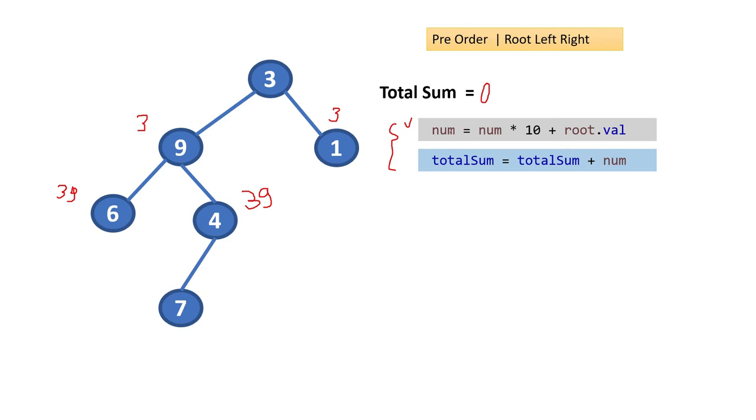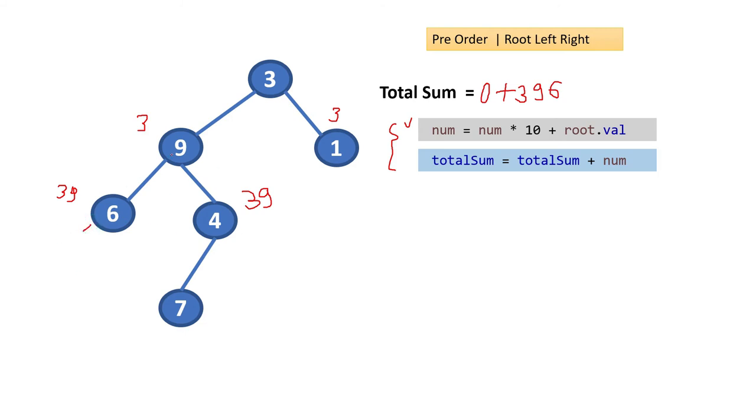So the first thing, the num we will get as 39 into 10, that will be 390, plus the root val, that is 6. So it will be 396. This 396 we have to add to the total sum. So the total sum, we got some addition here. So 396 I have to add here. So this part is done.